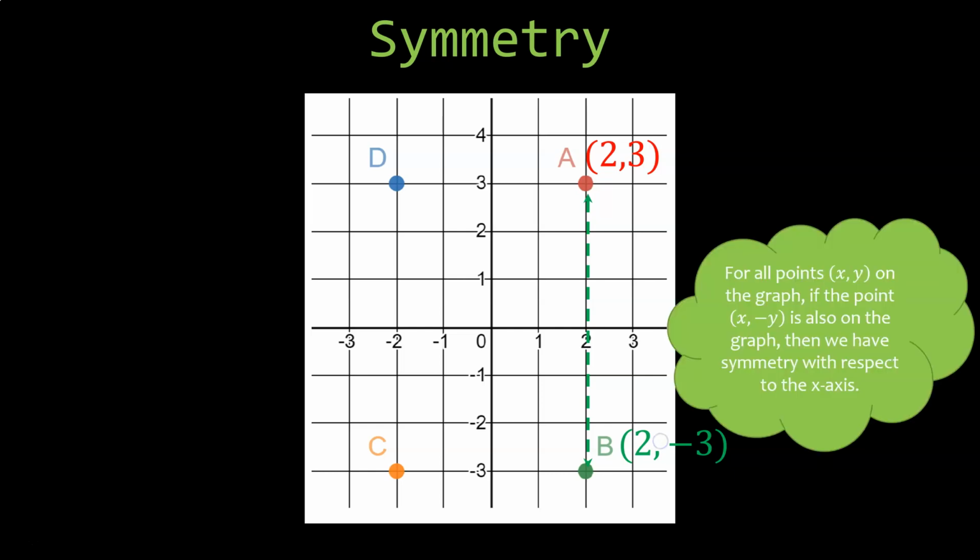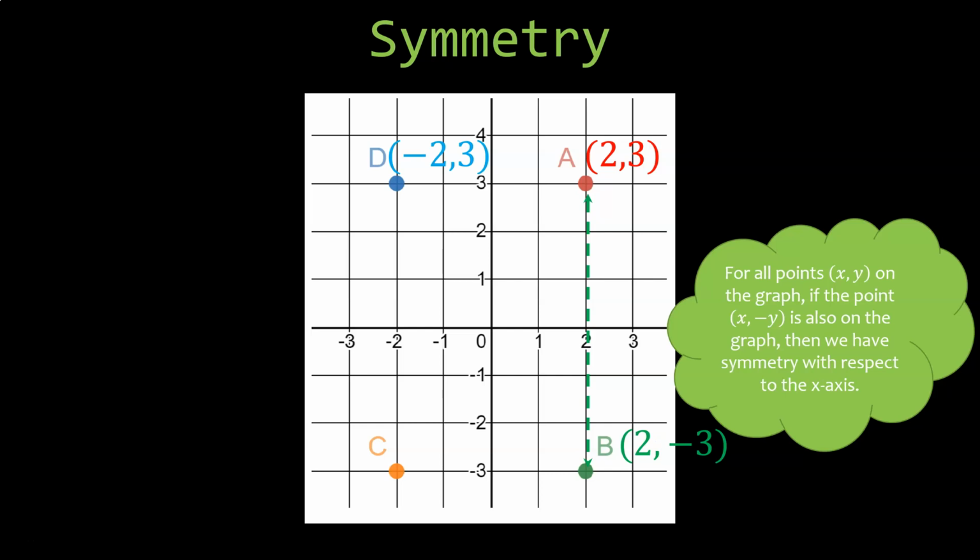So when you have a graph, if all points (x, y) on the graph have a respective point (x, -y) on the graph as well, then the graph has symmetry with respect to the x-axis.